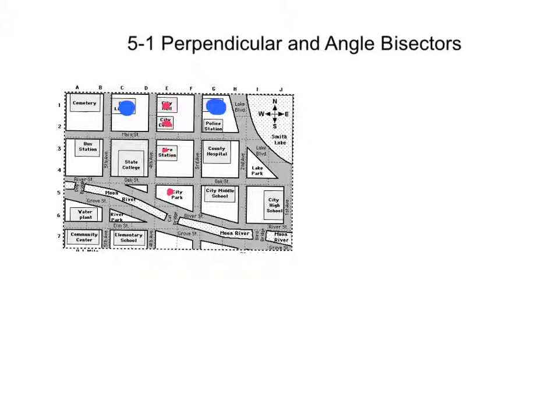Saying the same distance away is kind of annoying. We have a word for that. We have the word equidistant, which is the same distance from two objects. So all of our red dots are equidistant to the blue dots.